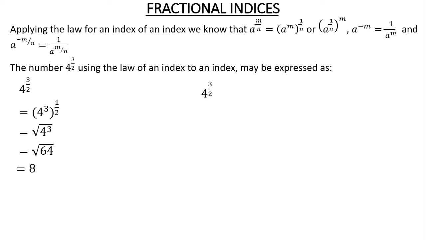And then we have 4 to the power 3 over 2, which is the same as 4 to the power half to the power 3. So 4 to the power half is the same as the square root of 4, which is 2. 2 to the power 3 is equal to 2 times 2 times 2, which will give us 8.